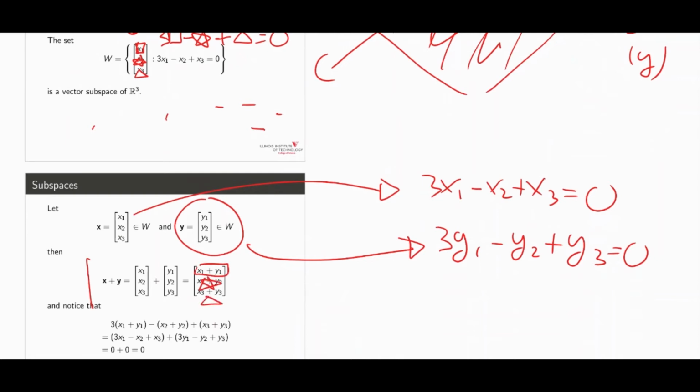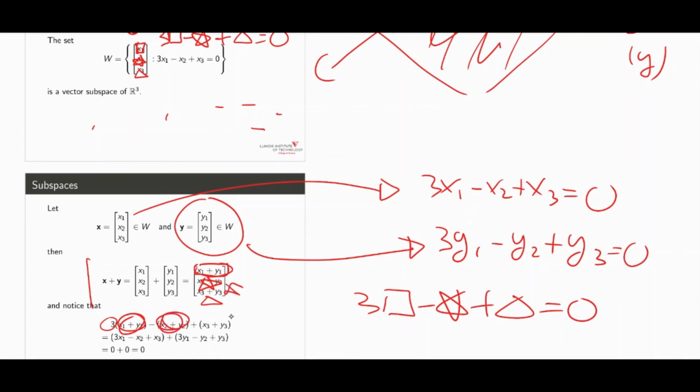So we need to have 3 times the box, minus the star, plus that triangle, and we have to make sure that it is equal to 0. So we have to verify that. We take 3 times our box, minus our star, and then plus our triangle. And please don't just say that it is 0. We have to verify that. That's the key. So we want to see what happened to this.